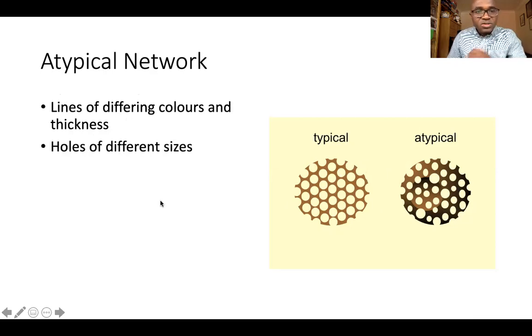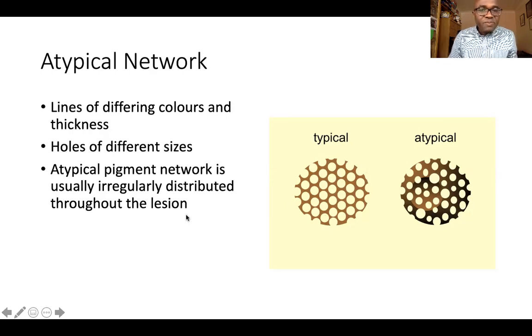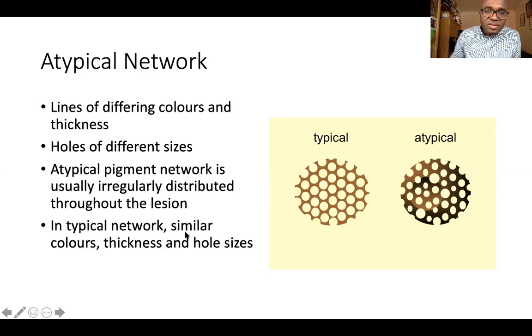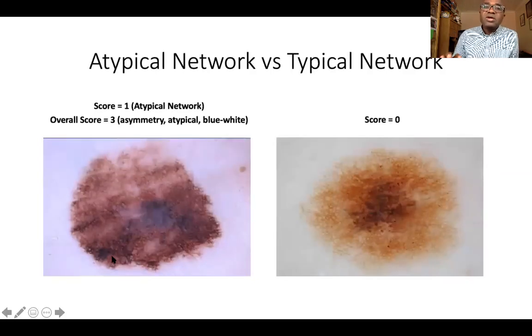So if the holes are different in color, and in sizes as well, that's also an atypical network. Okay, so an atypical pigment network usually has irregular distribution throughout the lesion, like in this one. In a typical network, similar colors, thickness, and size of holes. So let's compare a few dermoscopic images here. Atypical network versus a typical network.